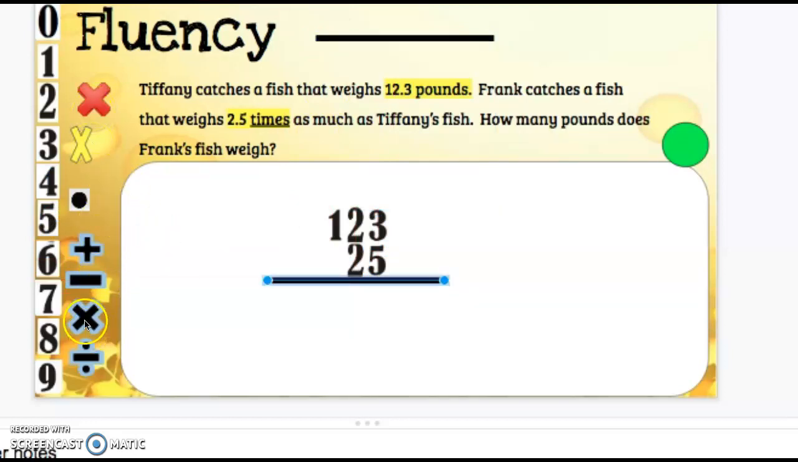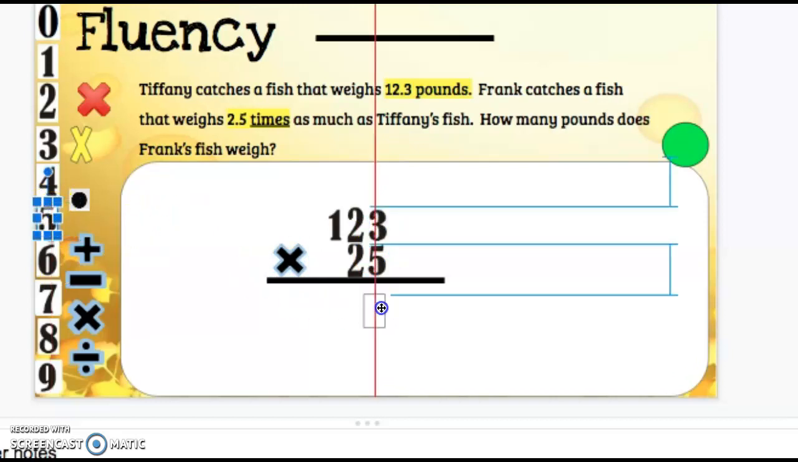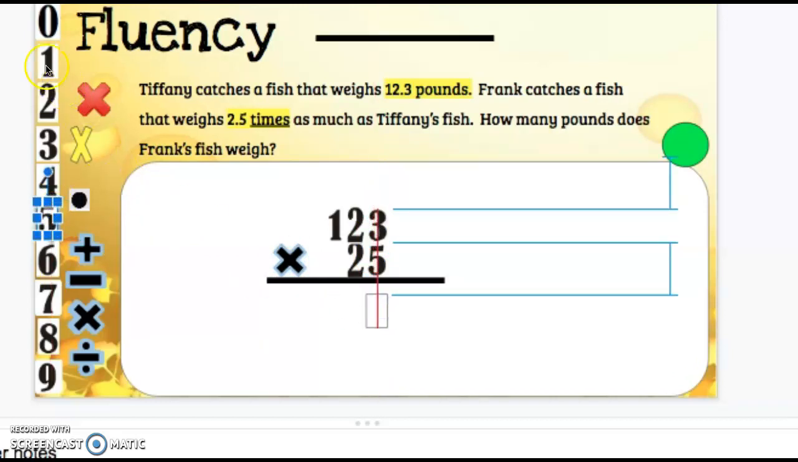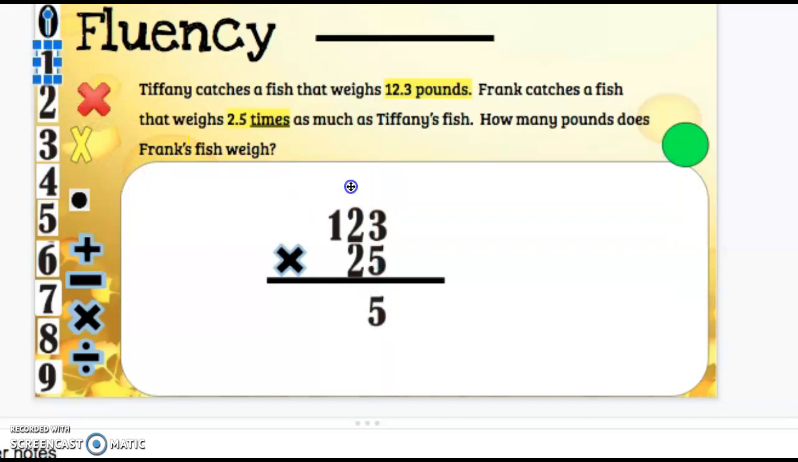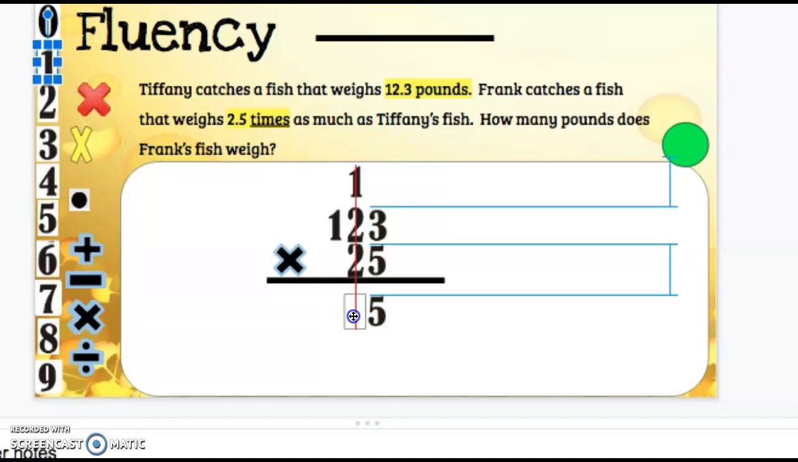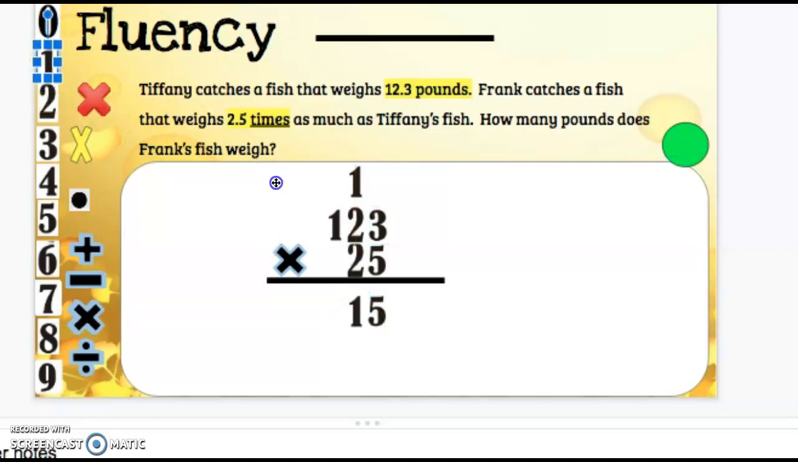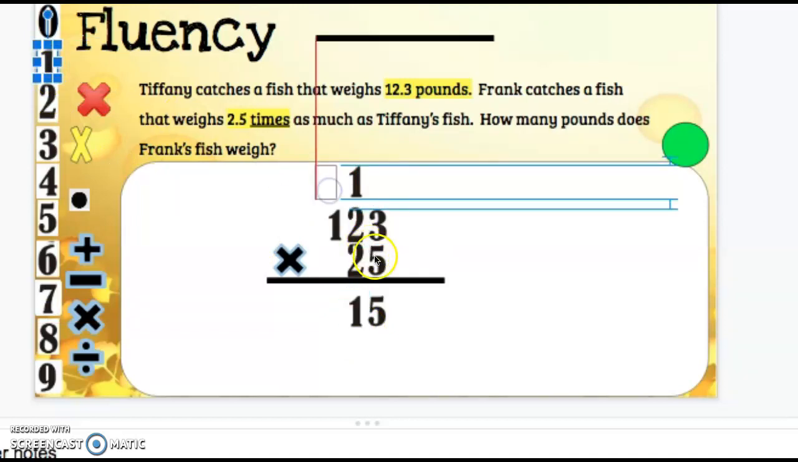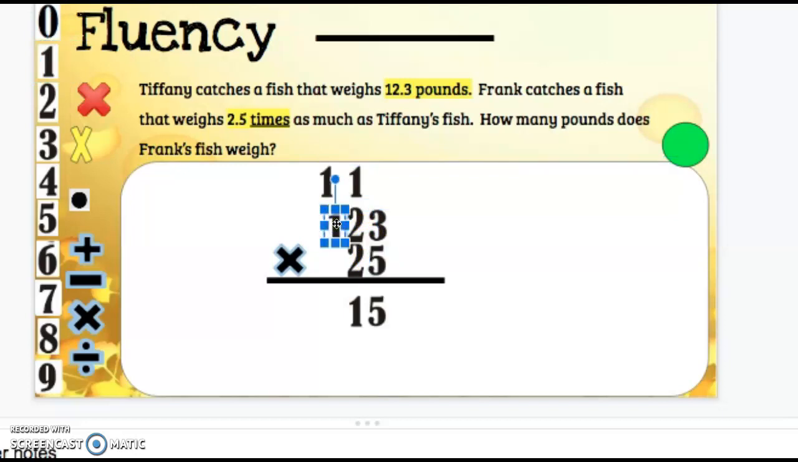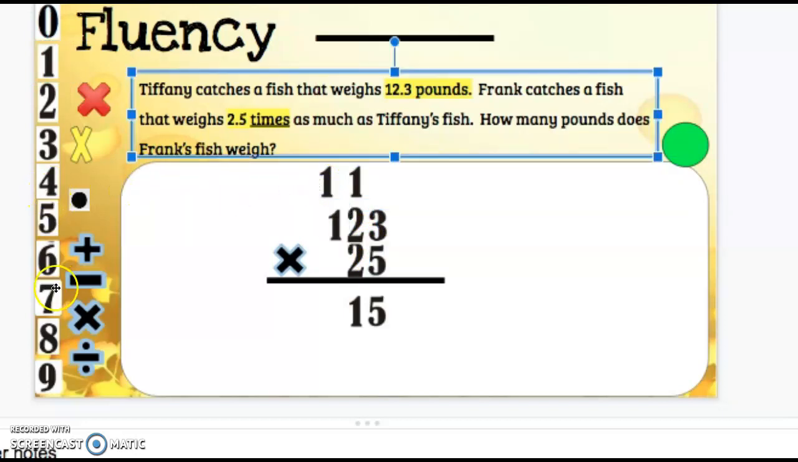Put my times sign. And I begin to multiply. 5 times 3 is 15. So I put my 5. Bring up my 1. 5 times 2 is 10, plus 1 is 11. 5 times 1 is 5, plus 1 is 6.